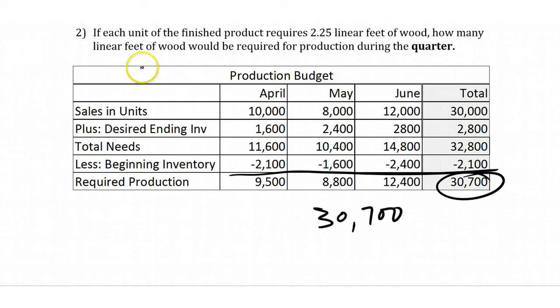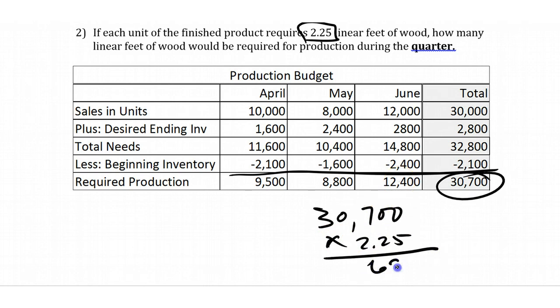Requirement 2 says if each unit uses 2.25 linear feet of wood, how much linear feet of wood would be required for production? So we multiply that by 2.25 for the quarter, and we get 69,075 linear feet.